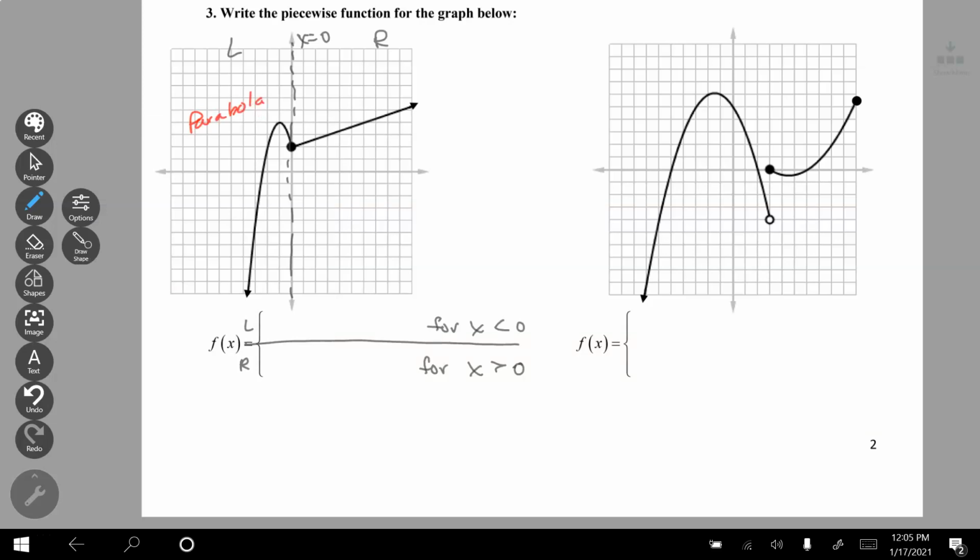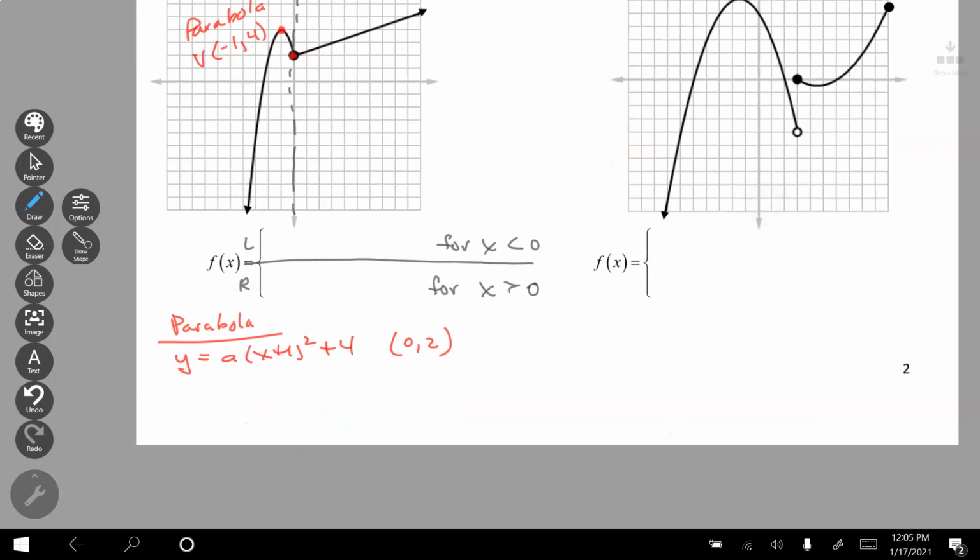And to me, I could do it either way. Well, I think I can only really use vertex form, and my vertex is negative 1, 4. So my parabola is going to use y equals a(x + 1)^2 + 4 when I use vertex form. But I see there's another dot on this graph right here, 0, 2. So I'm going to plug 0, 2 into this.